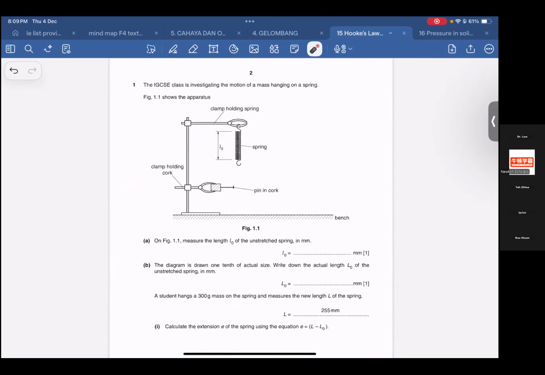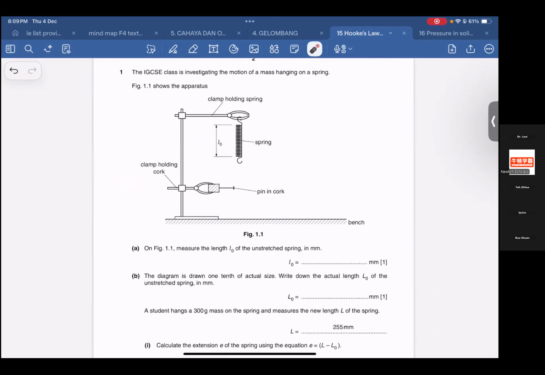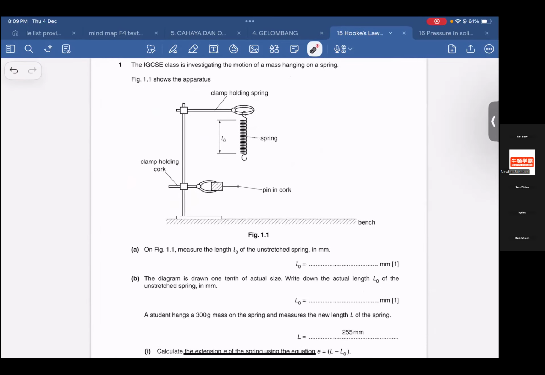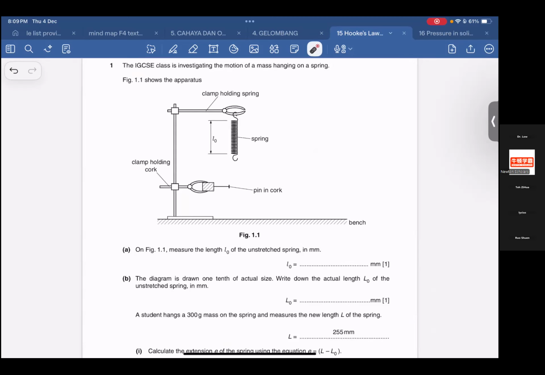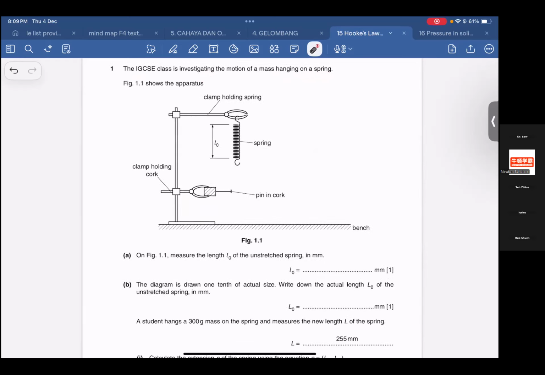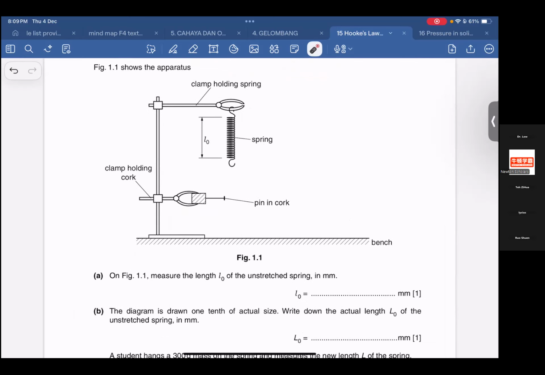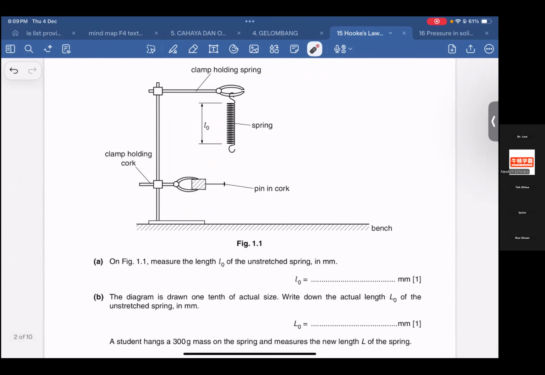So we look at this. That day I mentioned to you, please remember to print it out in actual size, because you are going to measure. The IGCSE question is: investigate the motion of a mass hanging on the spring. So this is the setup. On figure 1.1, measure the length L0. Can you measure the length L0 from here to here? Measure and tell me what is the answer here.